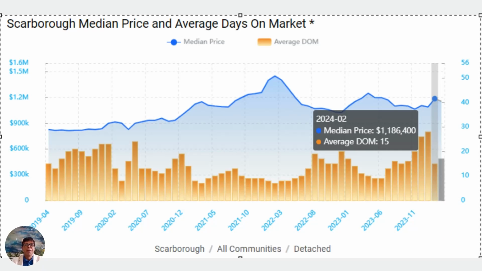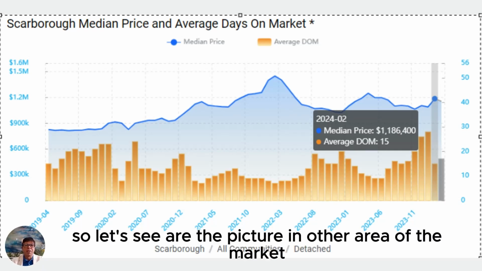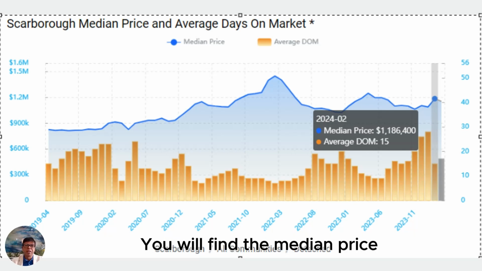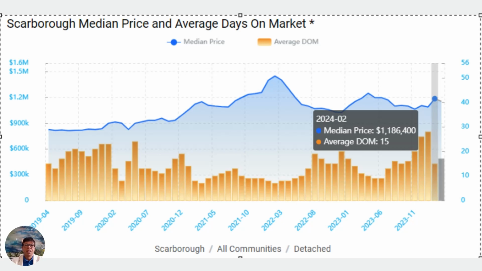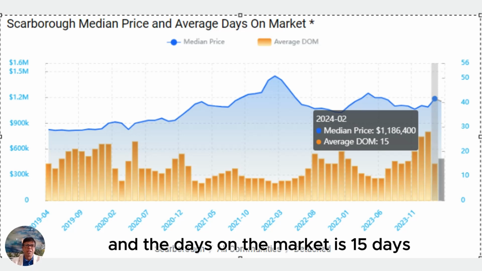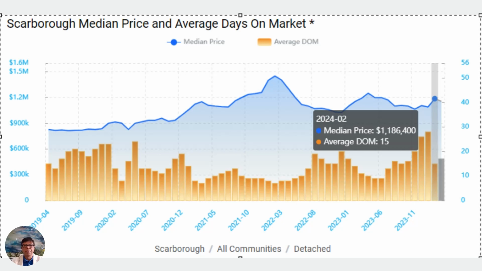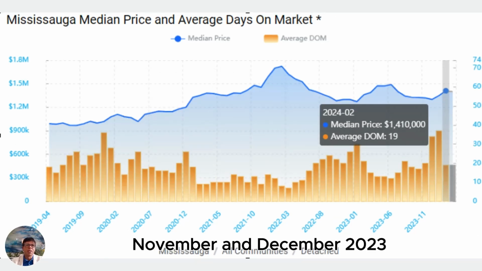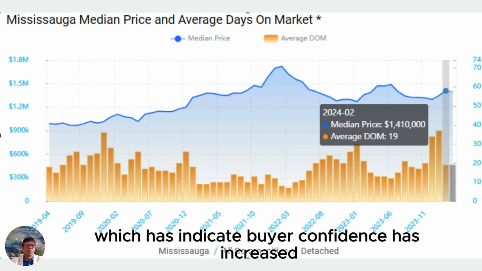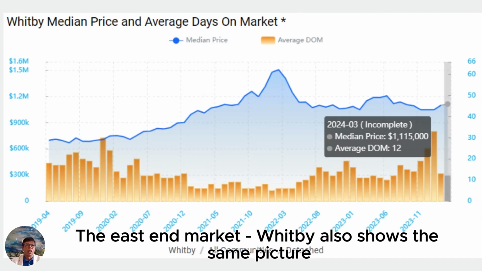If we see here, the median price and the average days on the market have significantly changed. The average price is 1.86 million and the days on the market is 15 days, which means that houses are selling a little faster than in October, November, and December. This is a significant indication that buyer confidence has increased. We can see similar patterns in the Mississauga area, and the East End also has the same picture.